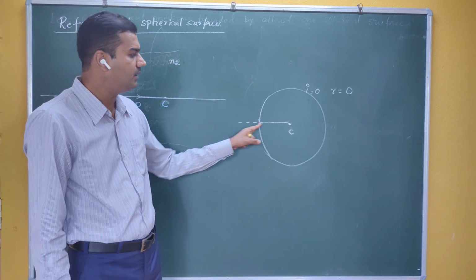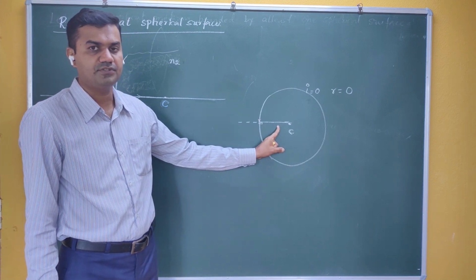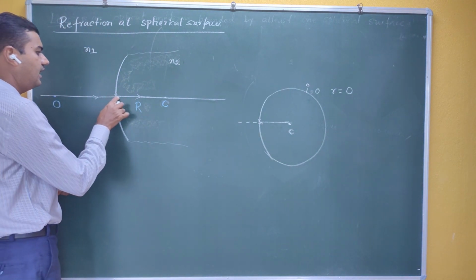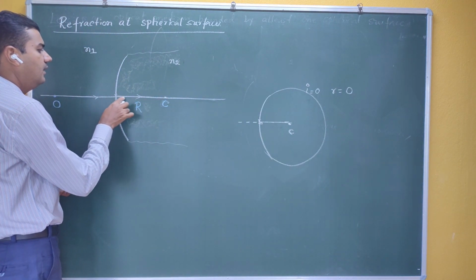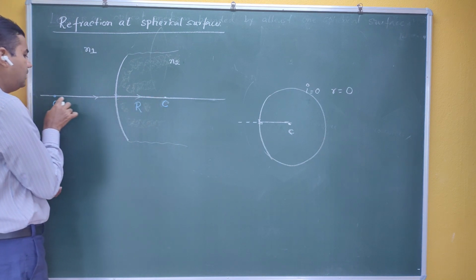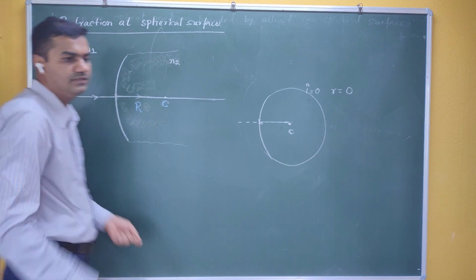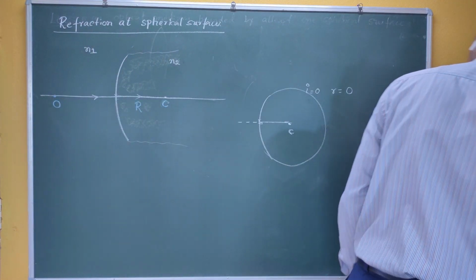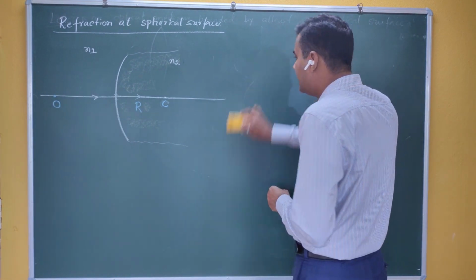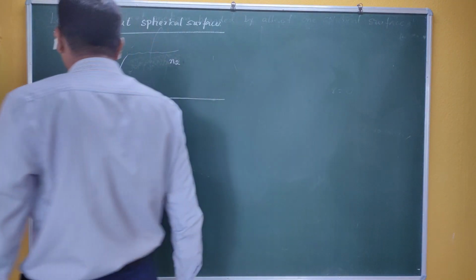Okay, so the normal is the line which is perpendicular to the surface. And which line is perpendicular to the surface? It is the radius. Therefore, the line which passes through the radius is nothing but normal. You can see this particular line is passing through the center of curvature, so this is nothing but radius, and therefore it is the normal. Therefore if i is equal to 0, then r is also 0. So your first light ray passes through the spherical surface undeviated. Okay, so let me take a second one.